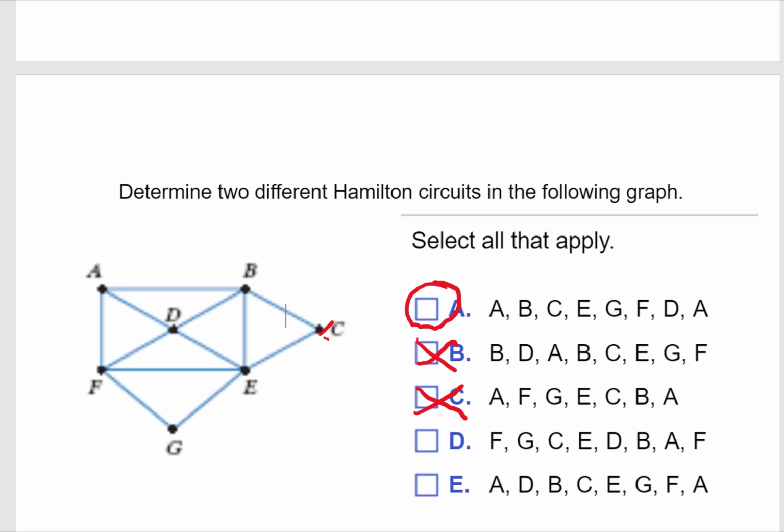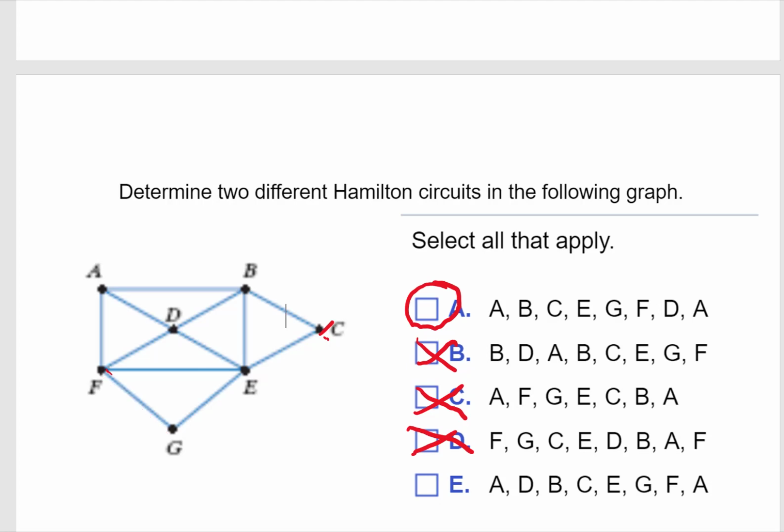And then let's try D. We're going to start at F, and we're going to go to G, and then it says from G go to C, which I can't do directly because there's not an edge between those two. So I can eliminate D.